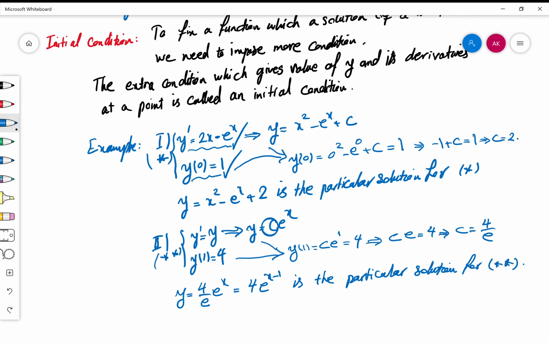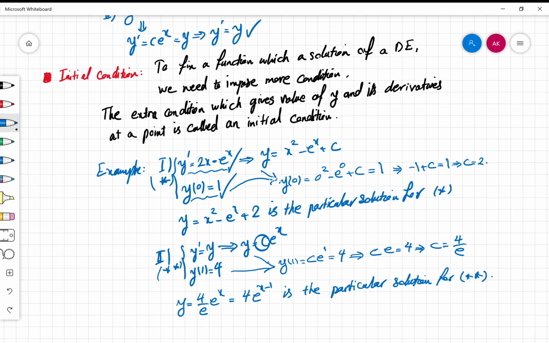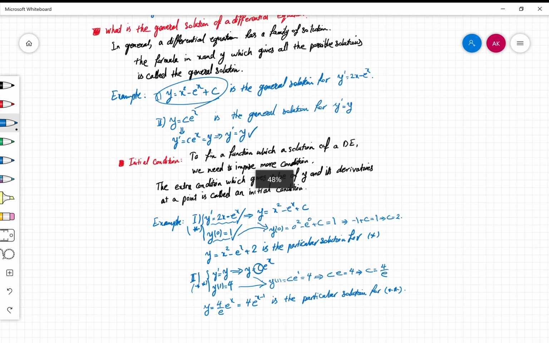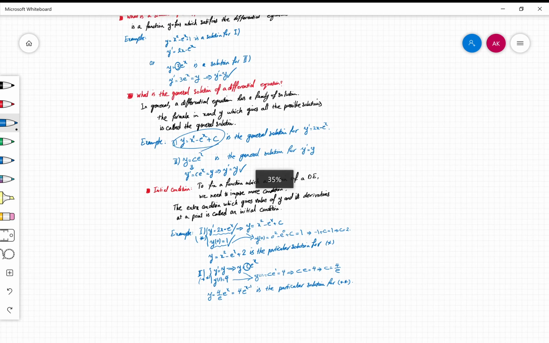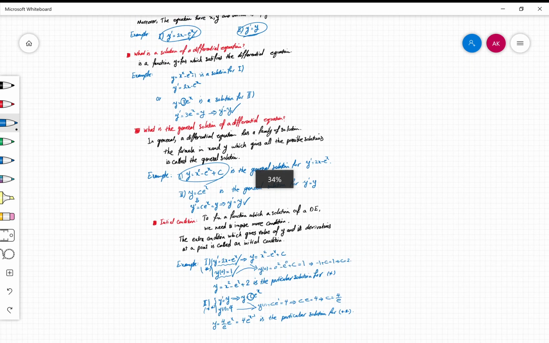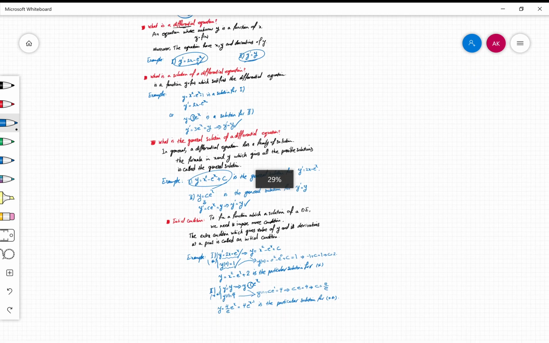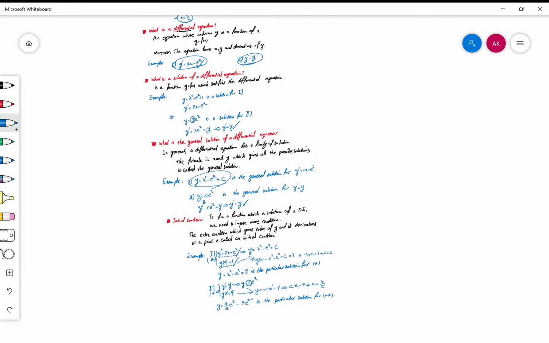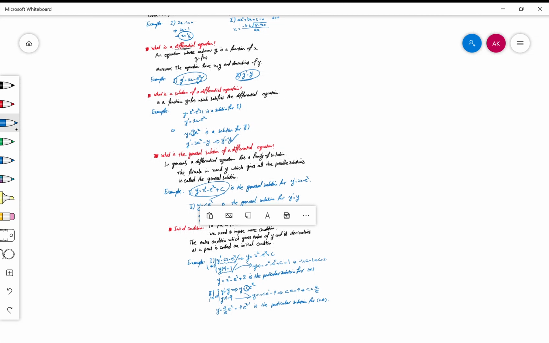So we need to study differential equations in detail and make sure that we understand what they are, we have recipes or formulas to solve them, and we can add more conditions and find particular solutions for the given differential equation.